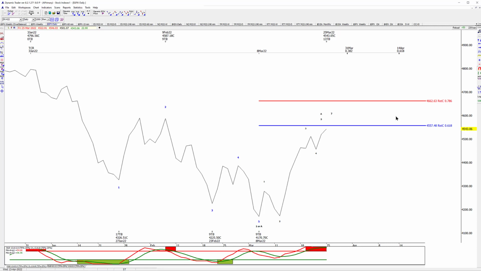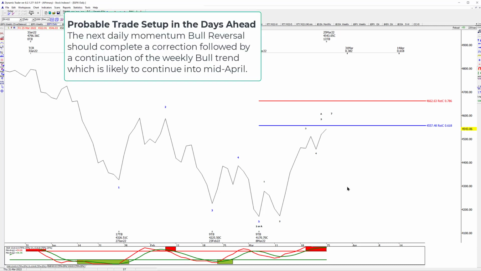So the real trade setup here, as far as I'm concerned, the best one, is, first of all, you do want to be aware that depending on your time frame, the S&P is in a position to complete a daily high and be sideways to down 3 to 5 days. But what we really want to look at is to identify when the S&P is in a position to complete a corrective decline and then continue the weekly bull trend.